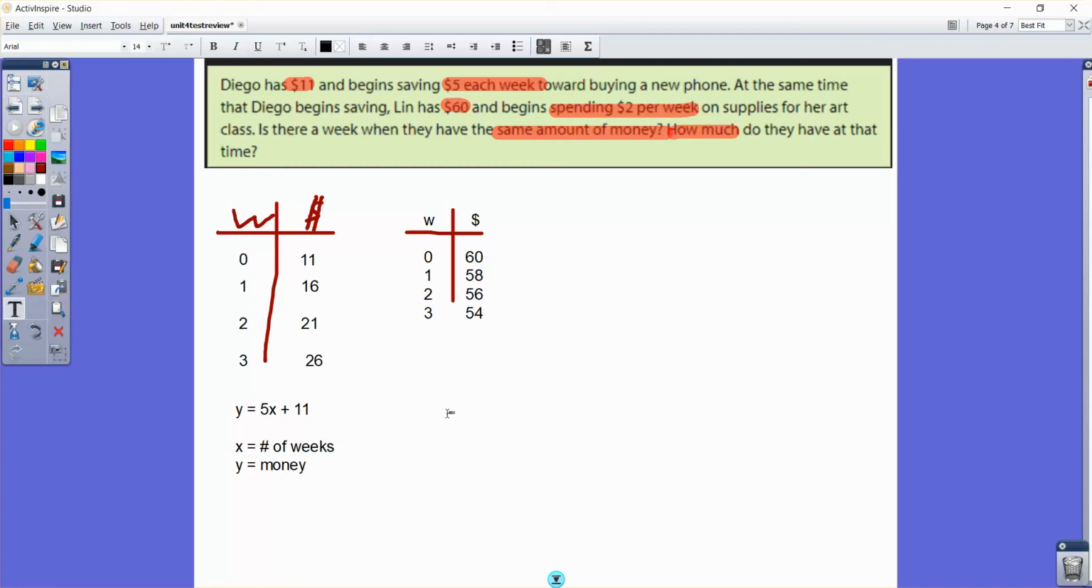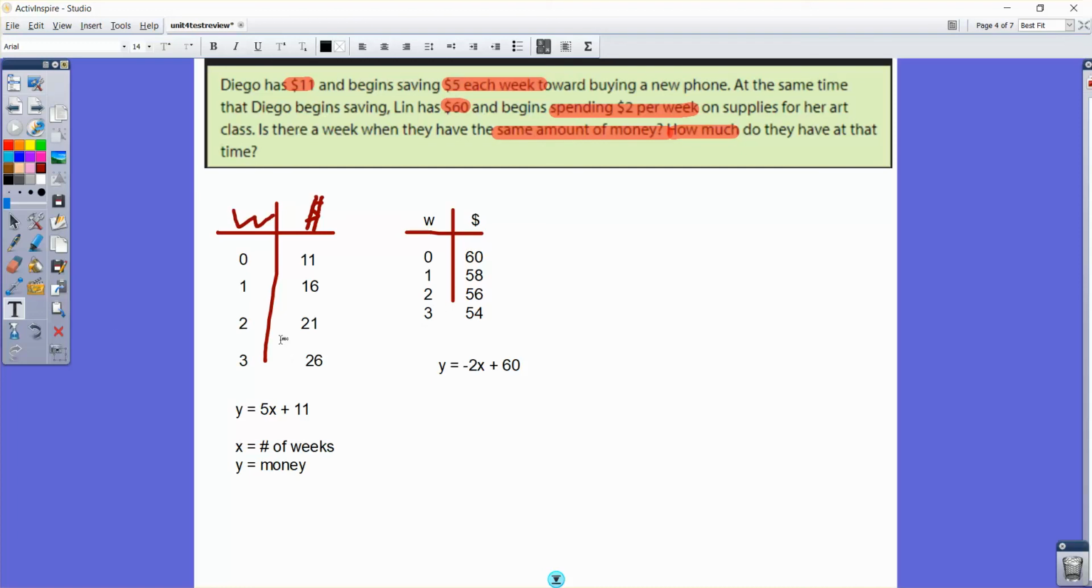All right, now over here, same deal. This time we're going down by 2 for every week. So the slope, or the rate of change, here is negative 2, and then negative 2x for the linear equation. And what is her starting amount? $60.